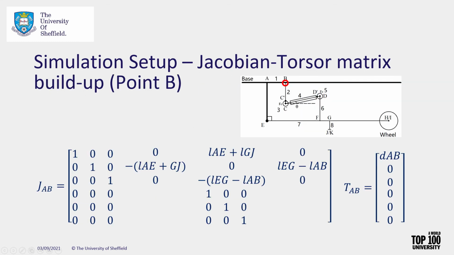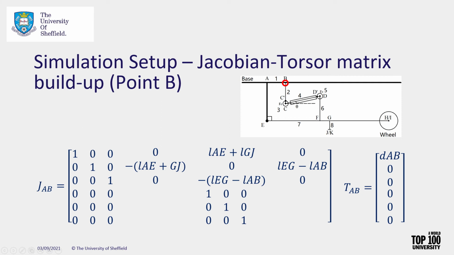Here is an example of how the Jacobian-Torsor model is built. Refer to the method introduced before. A Jacobian matrix and a torsor matrix can be built. Here l means length and D means tolerance. Build the matrix for 8 parts and multiply them together. The result for Fr can be obtained.